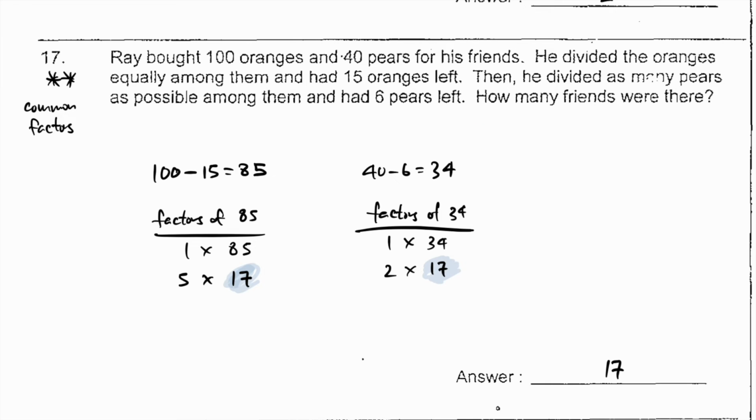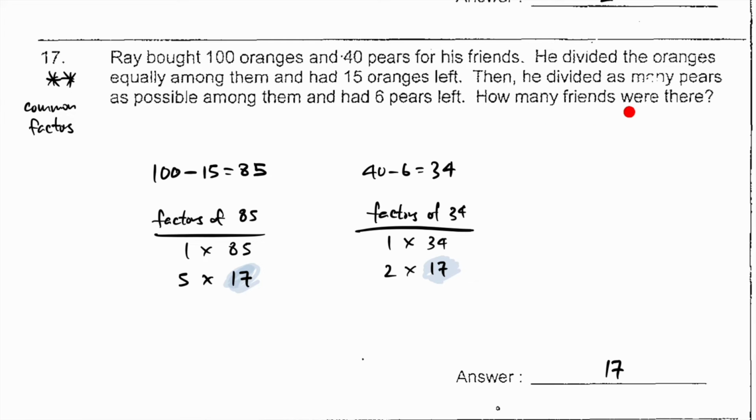Question 17, we've got a level 2 here. He bought 100 oranges and 40 pears for his friends. He divided the oranges equally among them and had 15 left. So how many oranges did he actually give out? It would be 85. Right? So 15 oranges left. How many did he give out considering he had 100 at first? 85. Next, then he divided as many pears as possible among them and had 6 left. So if he had 40 pears and had 6 left after giving to his friends, how many did he give to his friends? It's 34.